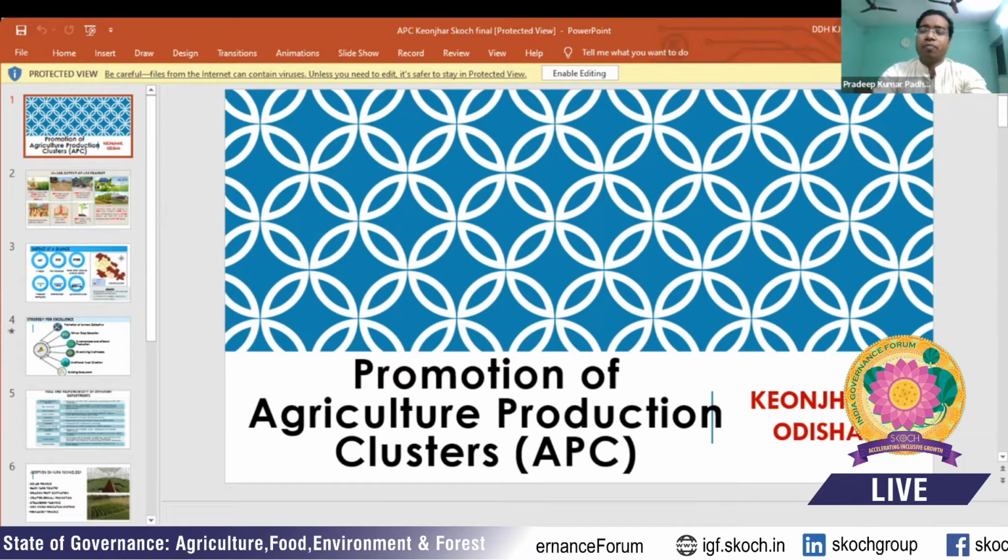In Keonjhar district, we are promoting agriculture production clusters in all blocks or talukas of the district, where all 13 blocks are coming together by creating a separate agriculture production cluster in each block or taluka. Next please.